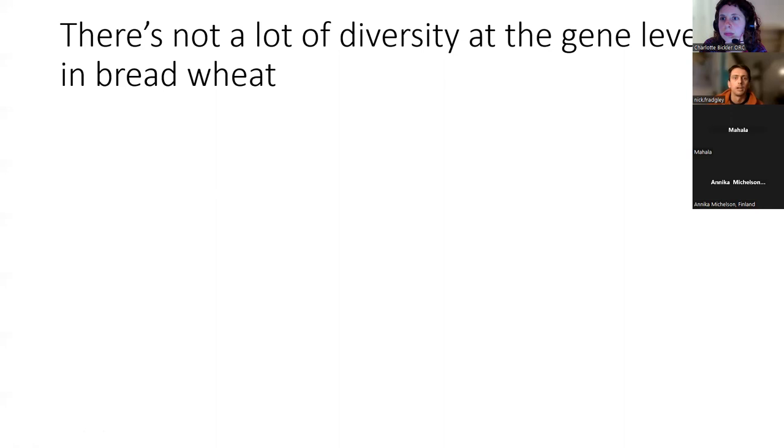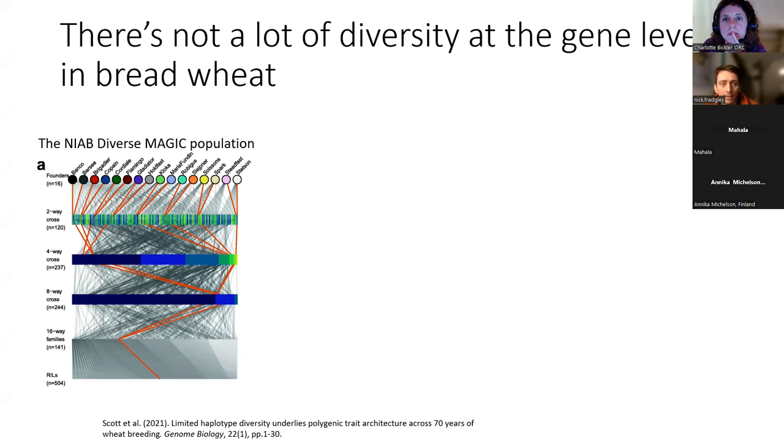Okay, so firstly, to look at the value of genetic diversity for crop breeding, I'm going to mostly focus on wheat here. One of the big projects that we were part of at NIAB was looking at a diverse MAGIC population, which is made in a similar way to something like the YQ population, where it has multiple founder varieties that were intercrossed to create the population.